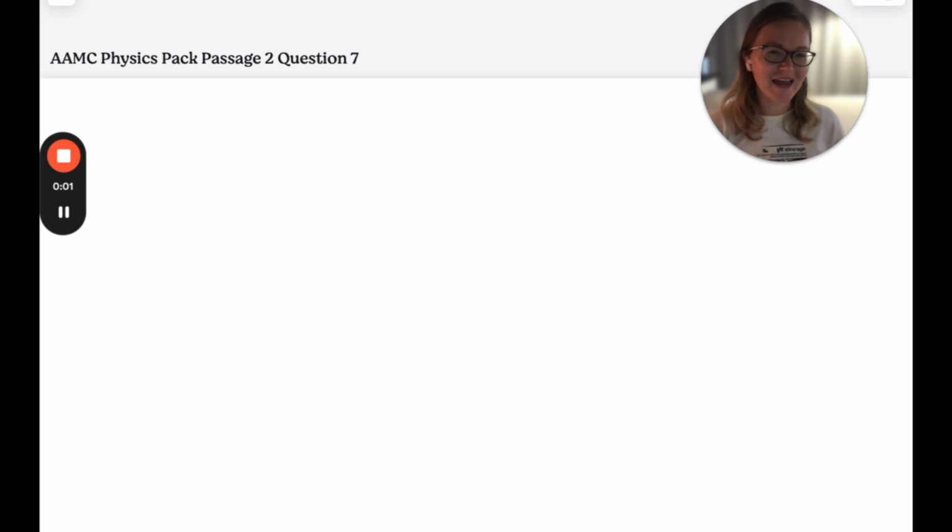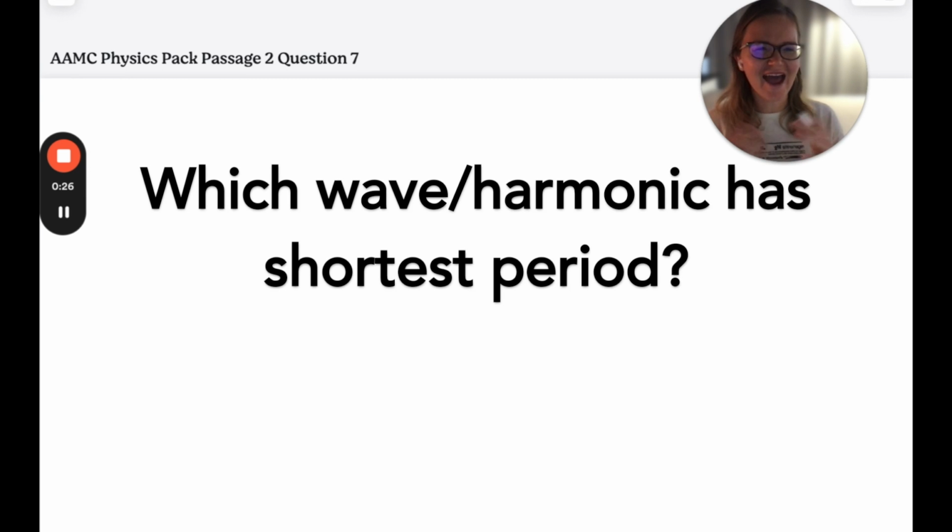Hi, I'm Cassie, and I'm going to walk you through question 7 of the AAMC official physics question pack to help you prepare for the MCAT. The question is asking which waveform shown in the figure has the shortest period.